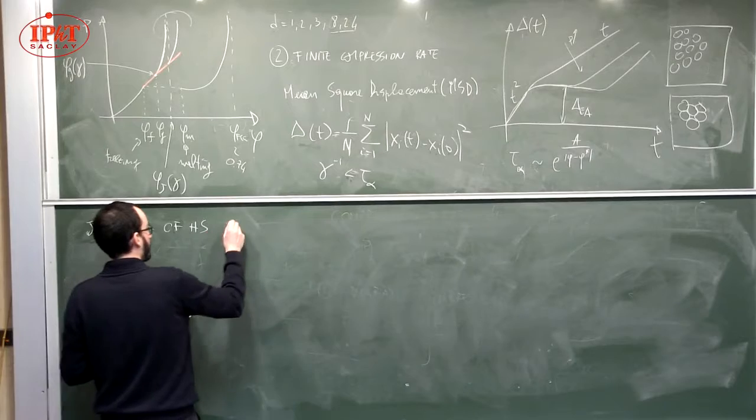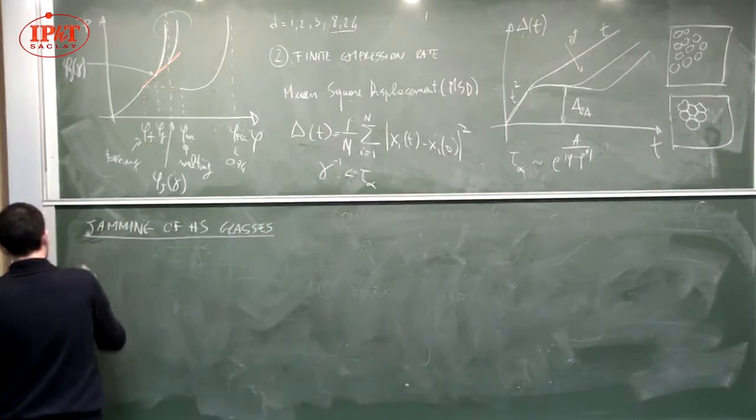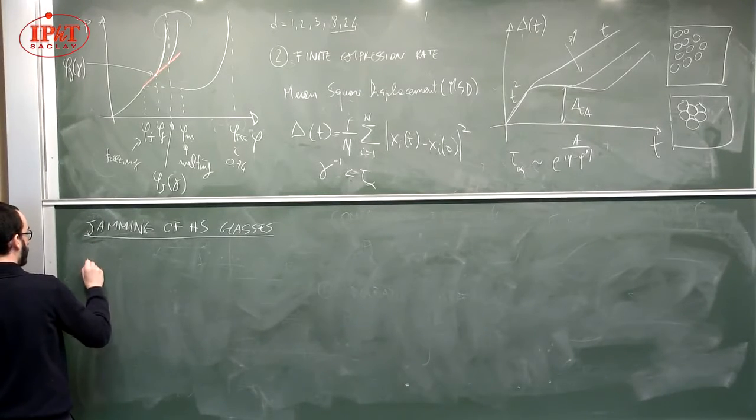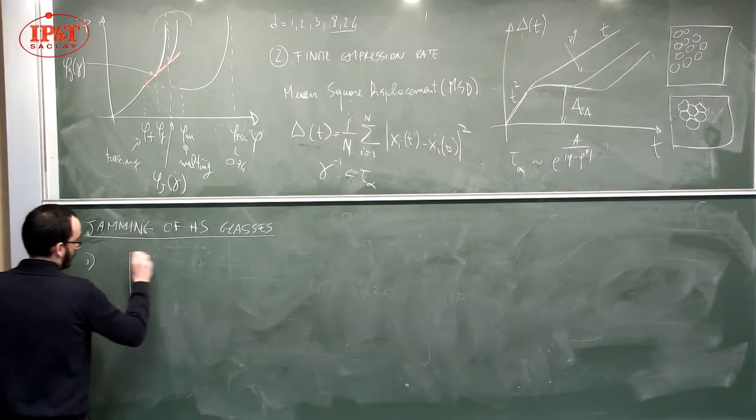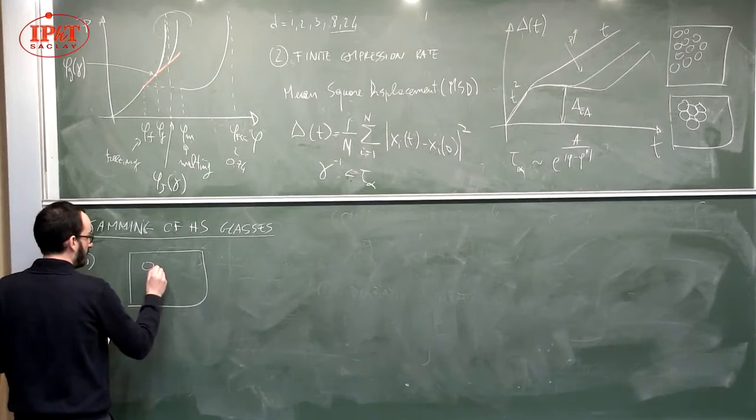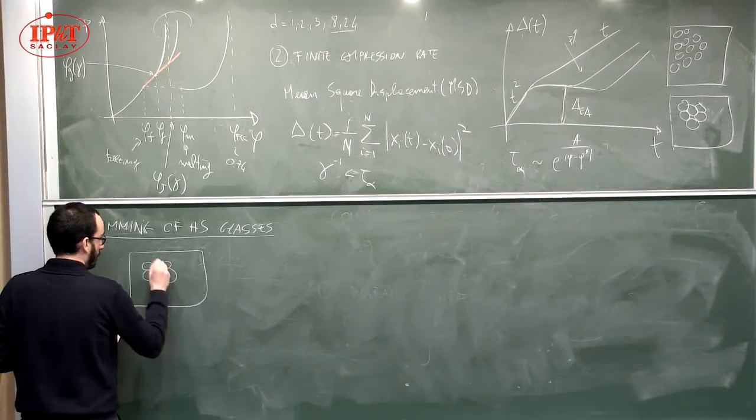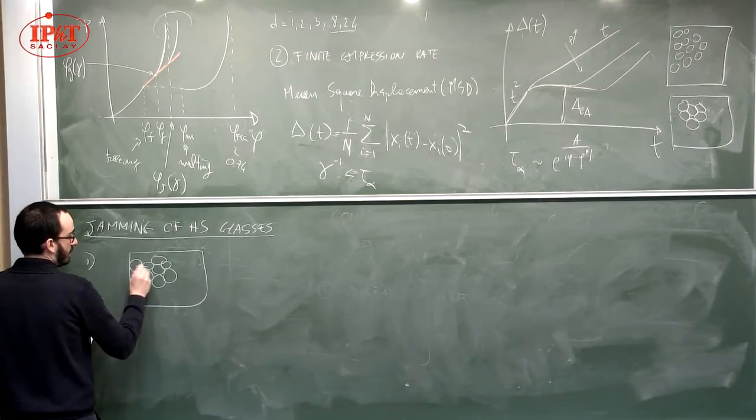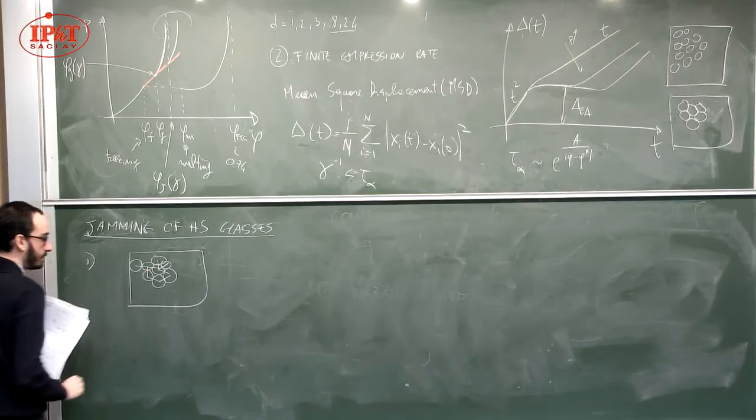So, jamming of hard spheres and glasses. The first property of this amorphous structure is that you have a jammed packing, so the spheres are in contact. And they form a contact network. This is just the network of spheres that are in contact.